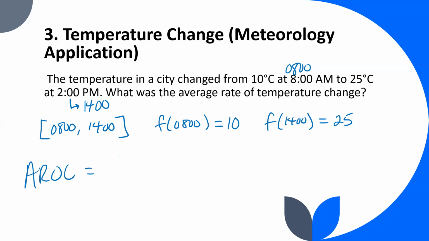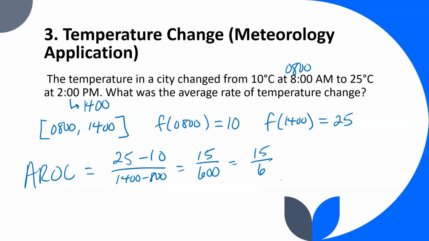Okay, so we have 25 minus 10 over 1400 minus 800. 25 minus 10 gives us 15. 1400 minus 800 gives us 600. So 600 is equivalent to what? 6 hours, right? 600 is equivalent to 6 hours. So we're down to 15 over 6.